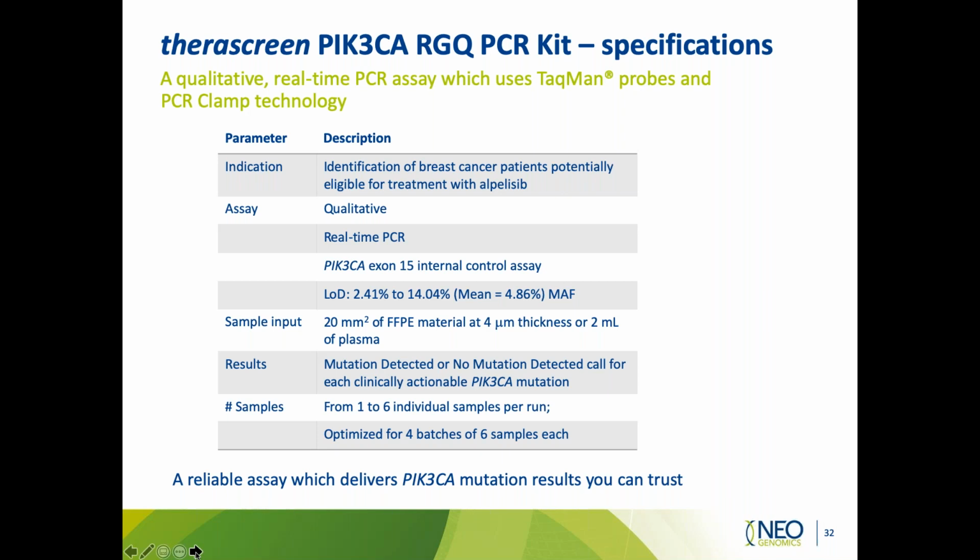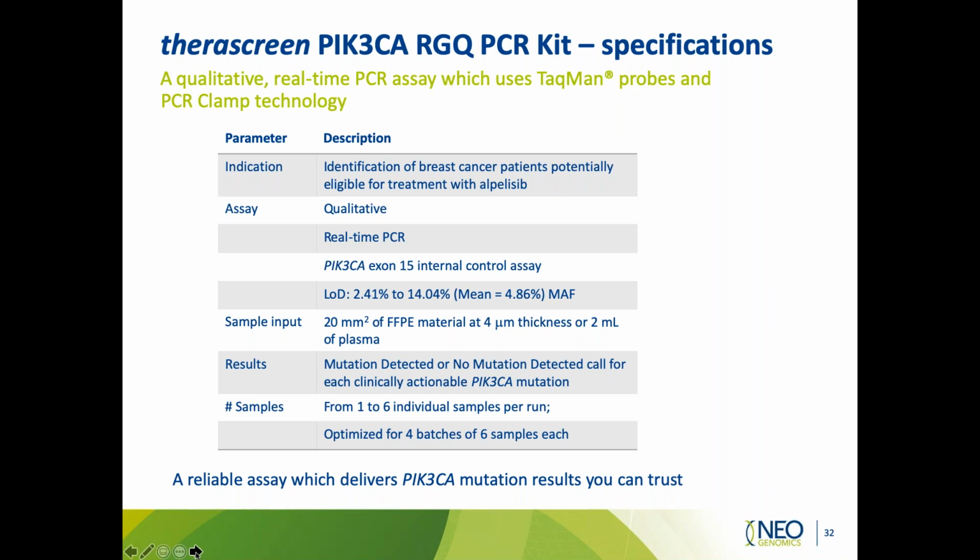The sample input is very practical, about 20 millimeters squared of formalin-fixed paraffin-embedded tissue. If you think about that, if you have a resection, it's about 5 by 4 millimeters of tissue. If you have a mammotome biopsy, it's 2 or 3 millimeters by 7 to 10 millimeters. If you have a skinny core needle biopsy, that's about 2 cores, 1 centimeter each. It's also built for plasma detection as well, although it's not yet validated in our lab, and I'm not aware that it's specifically validated in other labs as well.